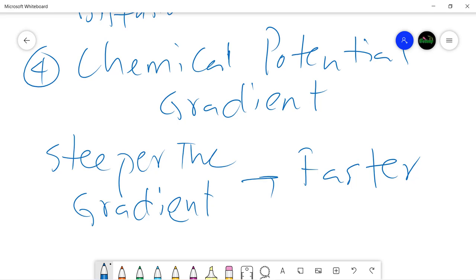So these were various factors that affect the rate of diffusion: temperature, density, solubility in the diffusion medium, and finally chemical potential gradient. So with this, we end this discussion of diffusion, and from the next video, we shall start, inshallah, the discussion of osmosis, water potential, and so on.